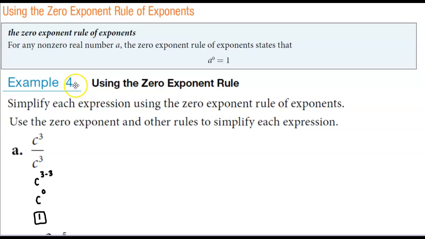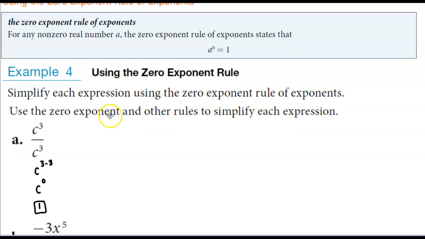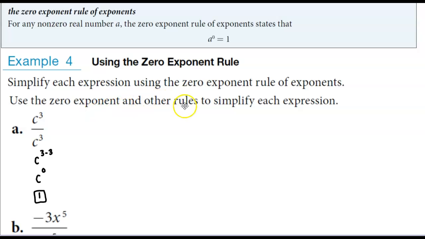So in example number 4, we're going to use the zero exponent rule. We're going to simplify each expression using the zero exponent rule of exponents, and use the zero exponent and other rules to simplify each expression.